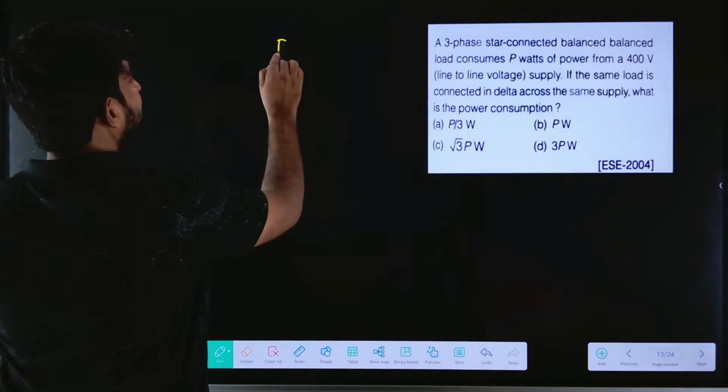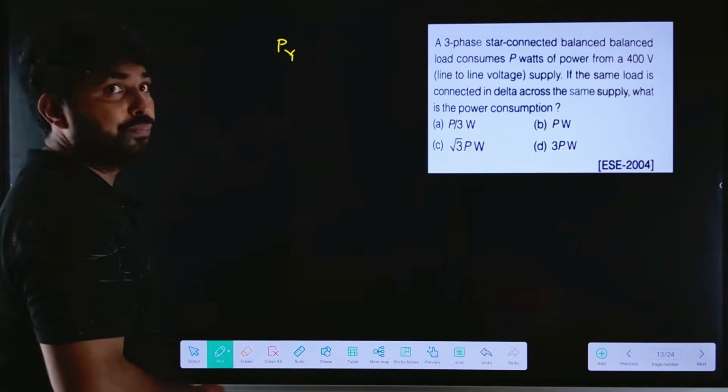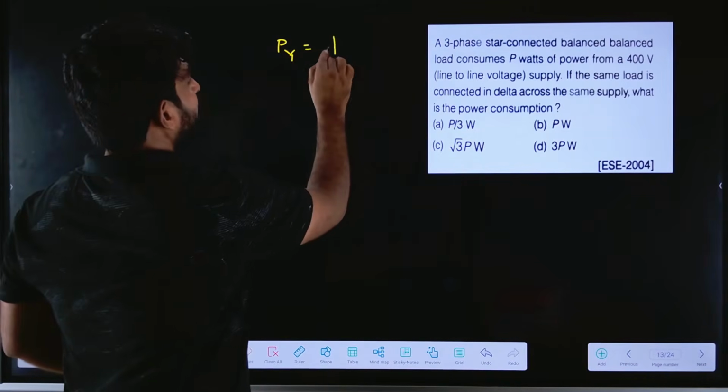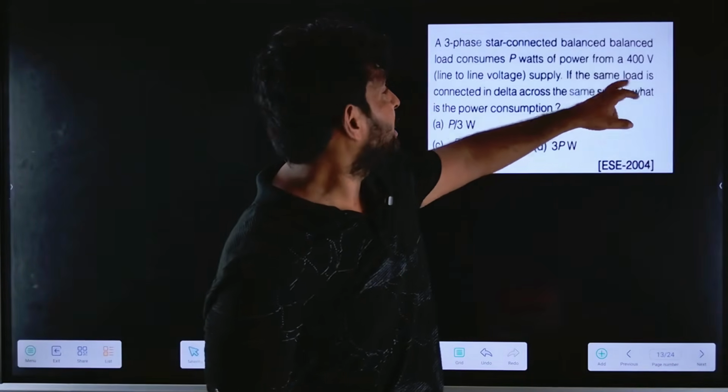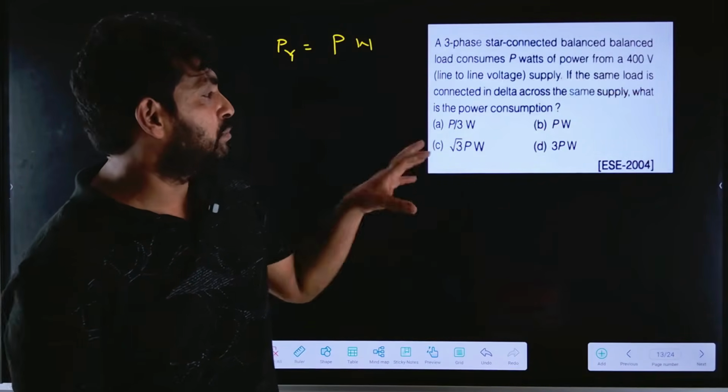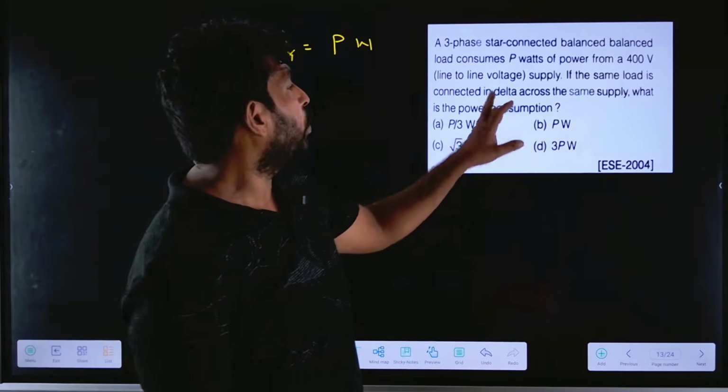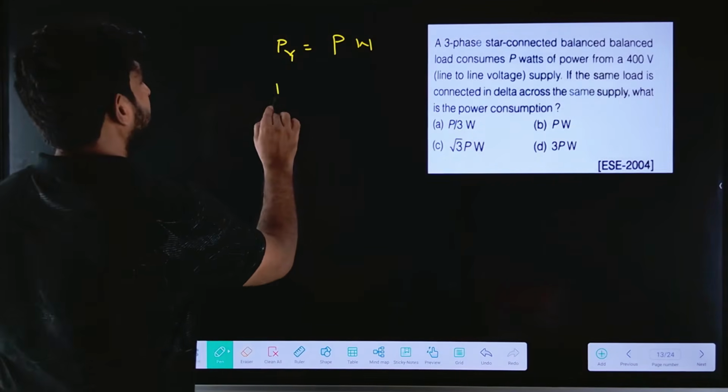Initially they are connected in star, P star, which is equal to P watts. And then the same load is connected in delta with the same supply. Now what is the power? We need to find the P delta.